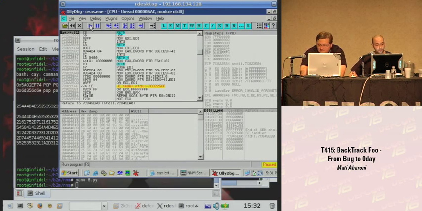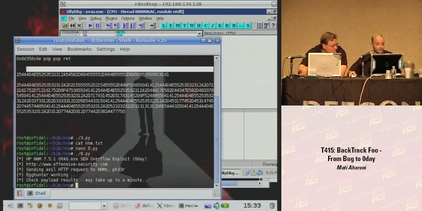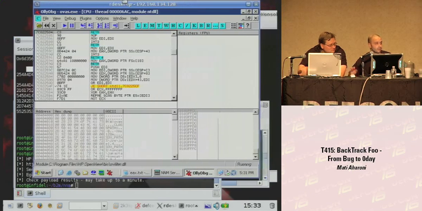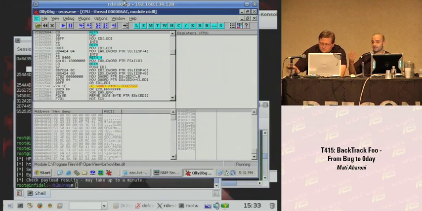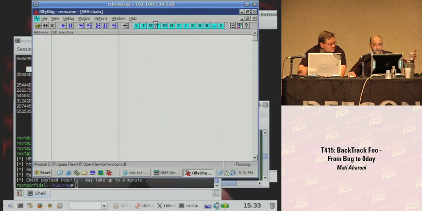How are we doing with time? Alrighty. 18 minutes. So we hit NNM once again. Same sort of idea, the structured exception handler. Yeah, it has to kick in.